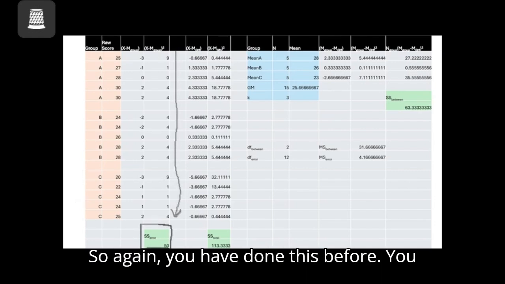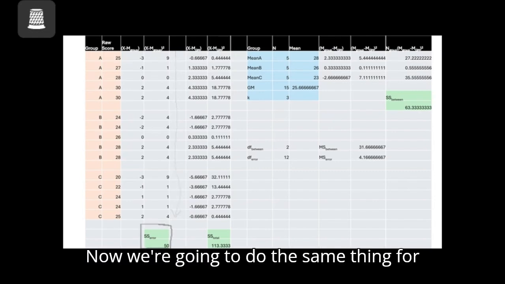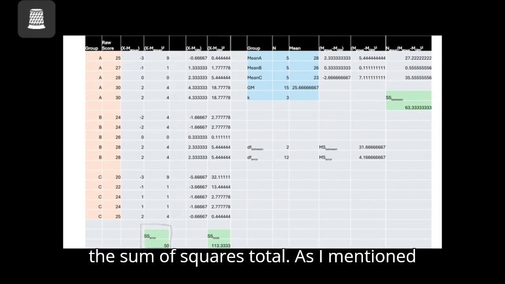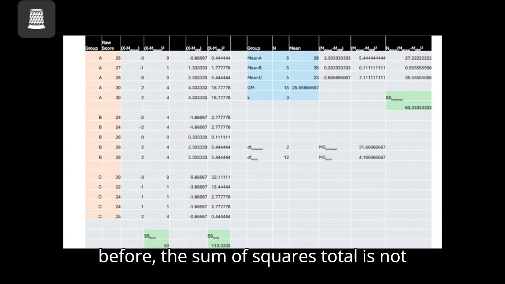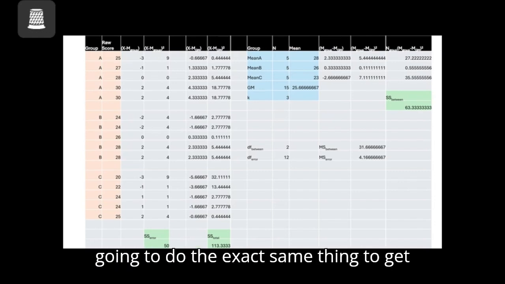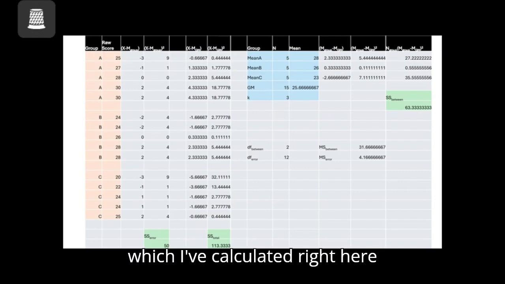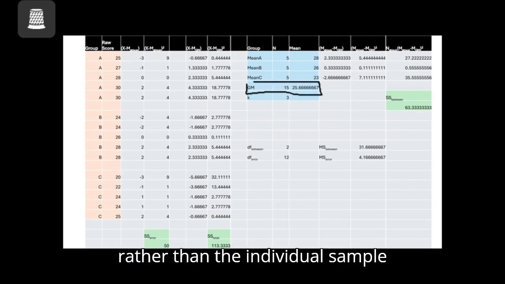So again, you have done this before. You did this way back in chapter 4. Now we're going to do the same thing for the sum of squares total. As I mentioned before, the sum of squares total is not strictly necessary to compute, but it is useful for checking your math. So I'm going to do the exact same thing to get the sum of squares total, except that I'm going to use the grand mean, the overall mean for the entire sample, which I've calculated right here, rather than the individual sample means.